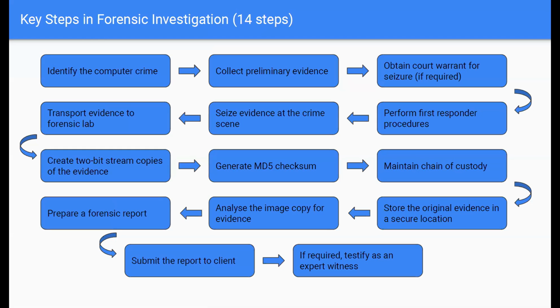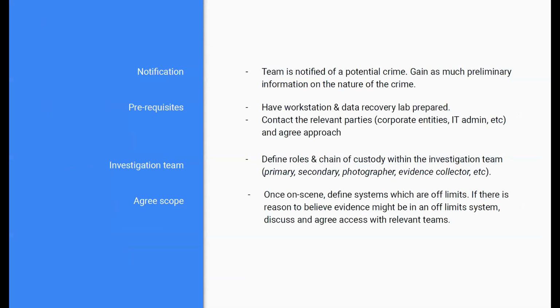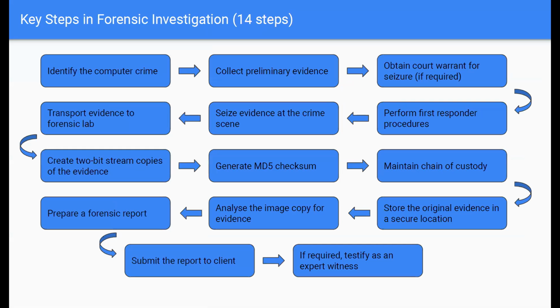The next one is collect preliminary evidence, which is just having enough data about the actual crime itself. It could be a breach, it could be a malware, it could be data disclosure, or maybe it's a ransomware attack. Whatever it is, you have that preliminary information in hand, and if possible, identify which system it is. They might be able to give you the system name, the system's IP, the MAC address, stuff like that.